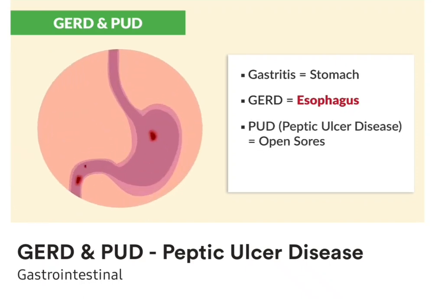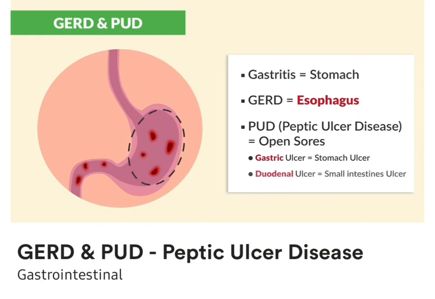And PUD, as mentioned before, is peptic ulcer disease. We have open sores and ulcers inside the lining of the stomach or the intestine. So for gastric ulcer, we have a stomach ulcer. And a duodenal ulcer, we have small intestine ulcer.